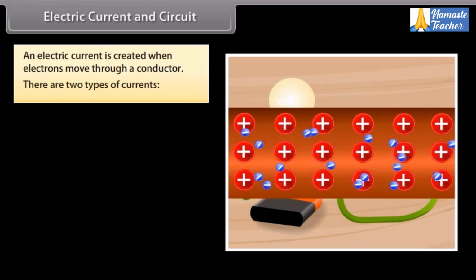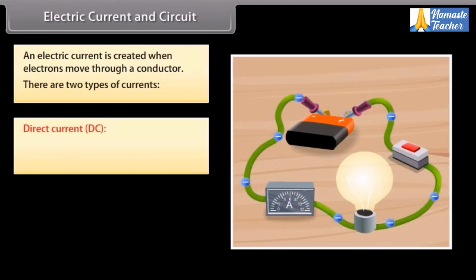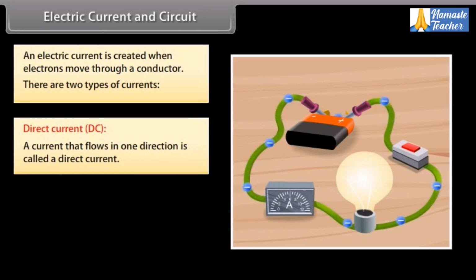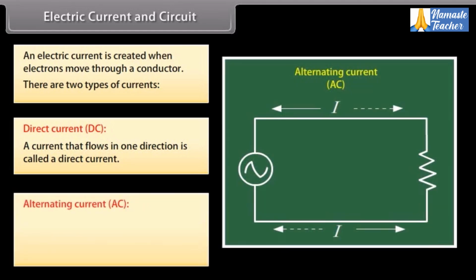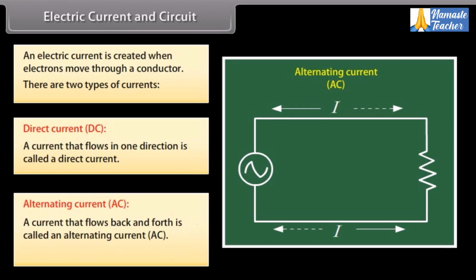There are two types of currents. Direct current, DC: a current that flows in one direction is called a direct current or DC. For example, a battery produces a direct current. Alternating current, AC: a current that flows back and forth is called an alternating current or AC. The symbol of electric current is I.